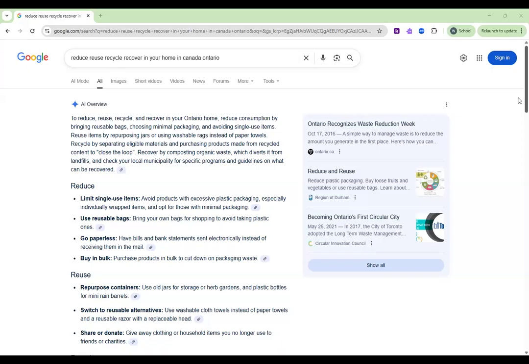Limit single-use items. It says avoid products with excessive plastic packaging, especially individual wrapped items, and opt for those with minimal packaging. I'm not sure how many of you have opened toys, but sometimes toys have so much packaging. They have all sorts of plastics and cardboard and different things. So toys can be a way that has a lot of packaging. So the idea being, if you can, I mean, sometimes you can't get away from it, but try not to get anything that has a lot of packaging.